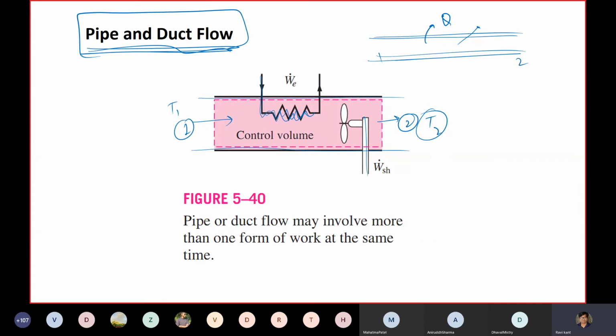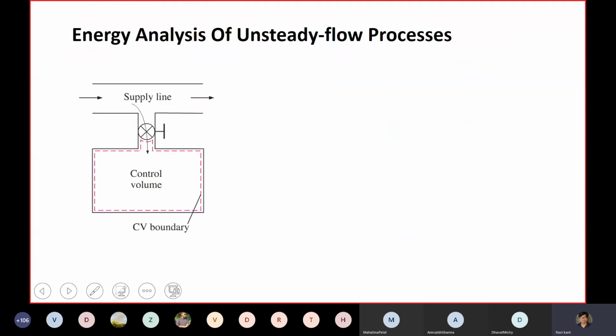All sorts of things can be done during pipe or duct flow, and its implications are in refrigeration systems, and in heating or cooling your homes. If you have central air conditioning, you need to bring the hot air or the cold air from one place to another place. So there, this pipe flow and duct flow actually work. Nothing more to say on this.